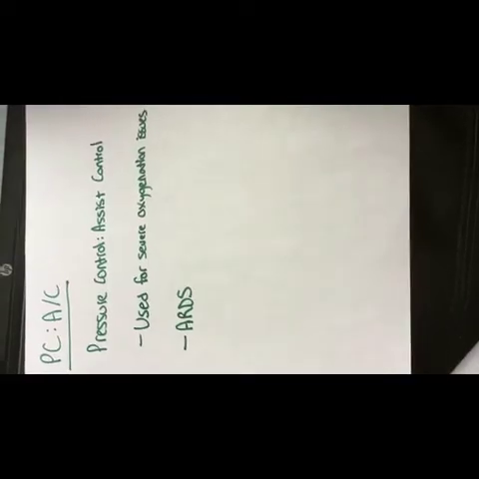Because VC+ has the ability to self-adjust according to these changing patient factors, it is indicated for the following types of patients. Patients with acute lung injury, or ARDS, and most commonly for those patients who are asynchronous with the ventilator. The last mode we're going to discuss is pressure control assist control.